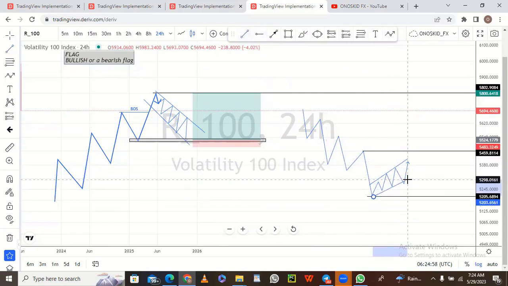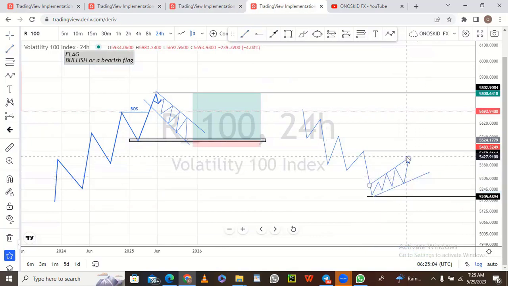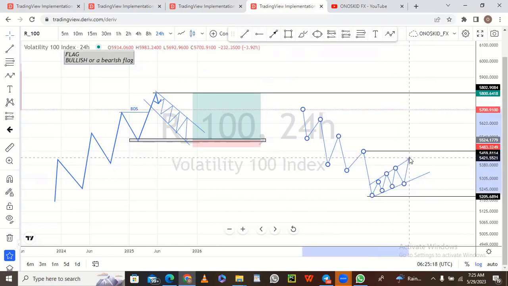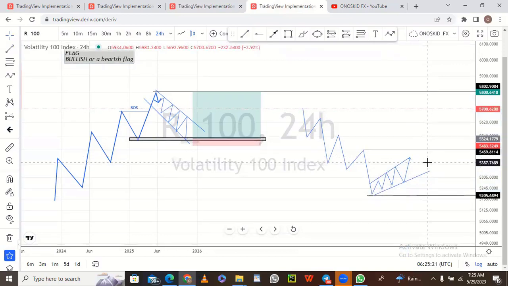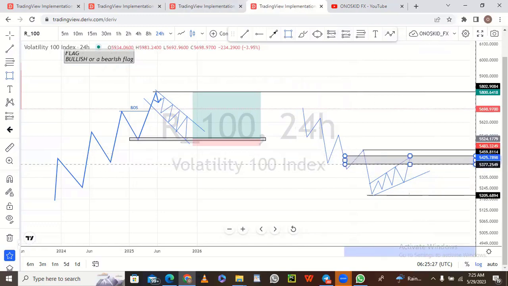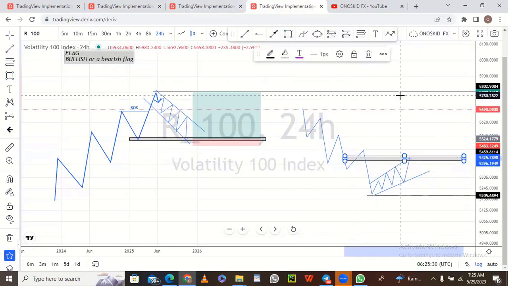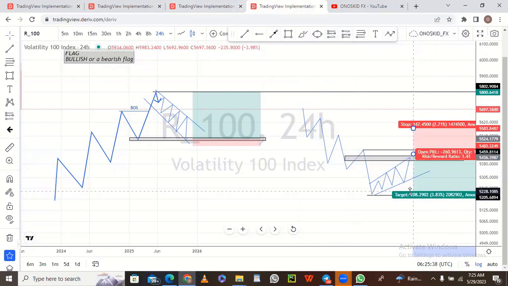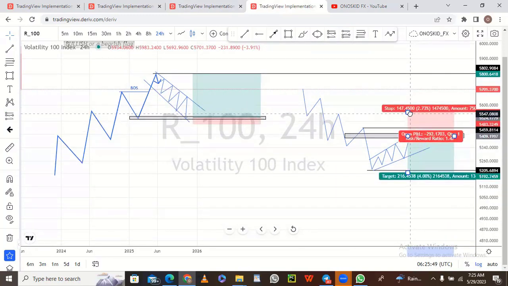Once you are able to mark out your points, then you look for how you can take the entry. My entry is going to be based on candlestick rejection from this point, from this trend line. I advise you to make sure you watch that candlestick anatomy video so that you know the type of candles to be looking out for. So at this point, I'm just going to take my trade all the way down, targeting the nearest lower low in the market.